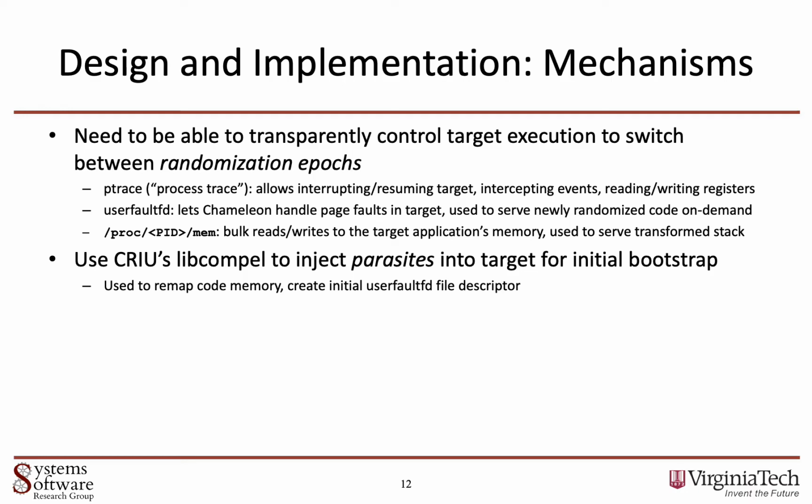Chameleon also uses CRIU's libcompel to inject parasites into the target application for initial bootstrapping. Userfaultfd has some restrictions on which virtual memory areas can be attached, so Chameleon uses libcompel to remap that code memory inside the target to be compatible, and then creates a userfaultfd file descriptor, which is then passed into Chameleon to serve subsequent page faults. More information about this can be found in the paper.